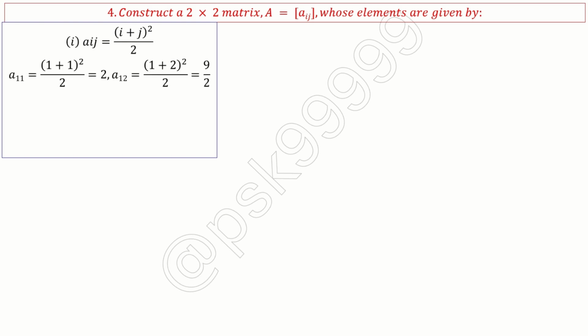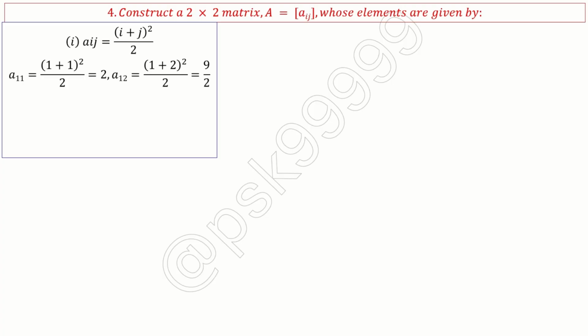Next. Construct a 2 by 2 matrix A in the index form Aij, whose elements are given by some relation. Aij is nothing but (i plus j) whole square by 2. Now, how to do this? We know that we are constructing a 2 by 2 matrix. So what are the possible indices? 1,1; 1,2; 2,1; 2,2. So first is A11, which means i is 1, j is 1.